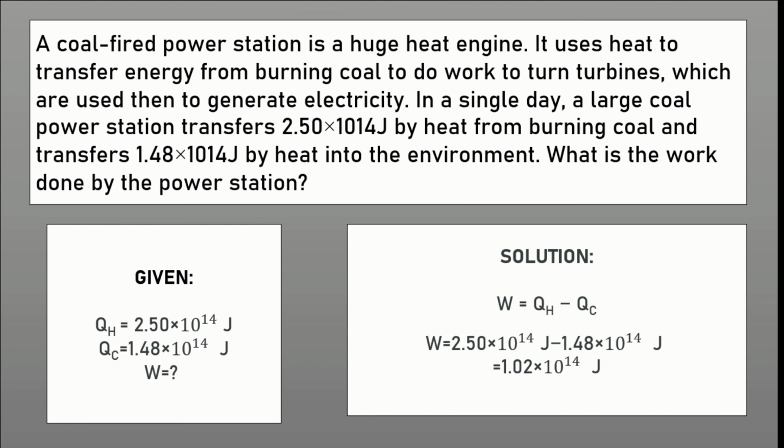We have here given QH, which is 2.50 times 10 raised to 14 joule. QC is equal to 1.48 times 10 raised to 14 joule. And then the work is what we're going to find. So we have here the solution. Just substitute all the givens in this problem, and then you can get 1.2 times 10 raised to 14 joule.